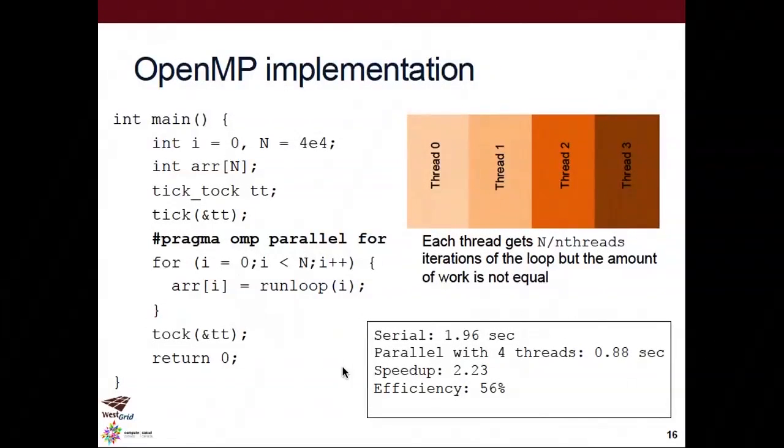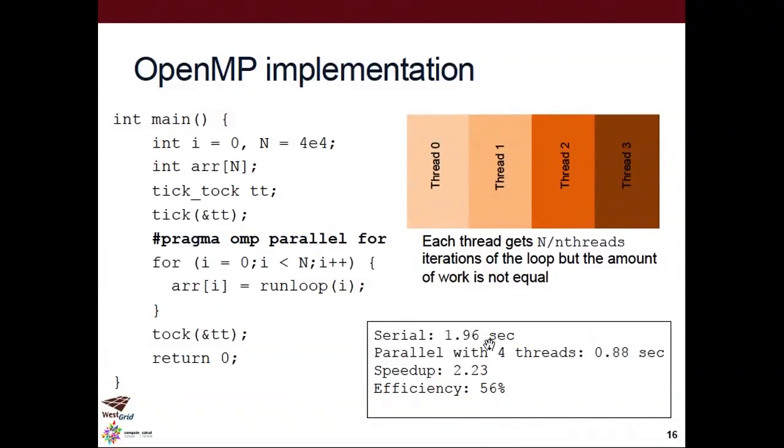So this is our attempt. We did this OMP parallel for the for loop. And in this picture, you can see that we have, let's say, 40,000 iterations. And we have 4 threads. Each thread gets 10,000. So the first thread gets the first 10,000, second 10,000, and so on and so forth.